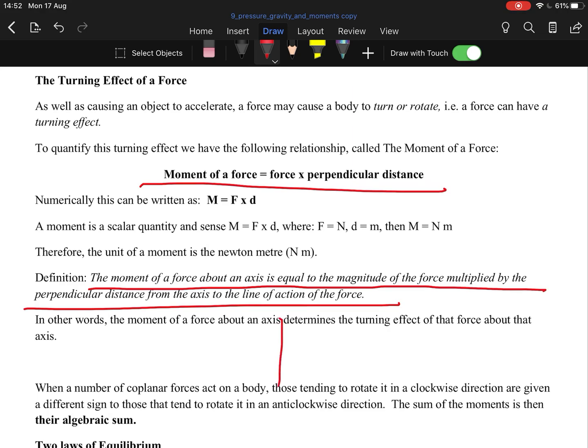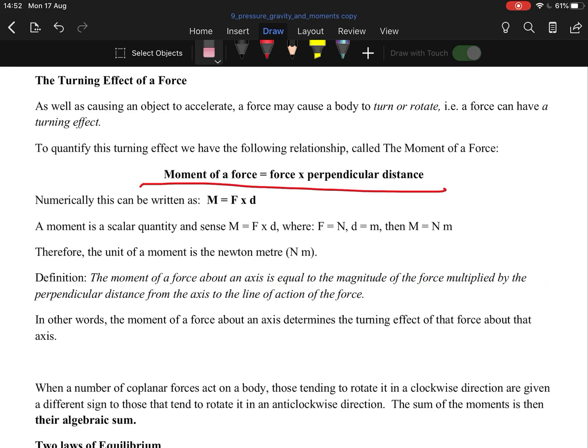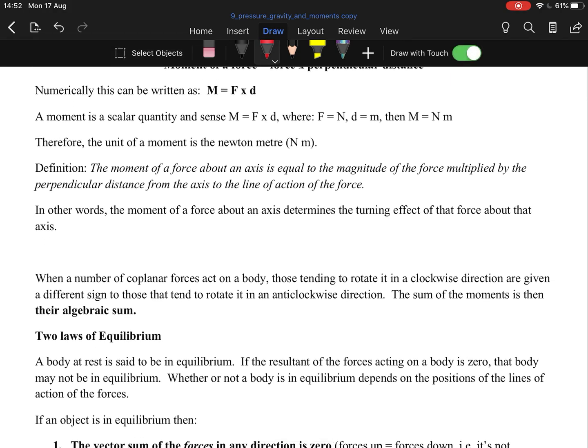So generally what we do here is when we're determining it, you have what's called clockwise and anti-clockwise moments. Okay, down here. So the number of coplanar forces acting on the body that rotate in a clockwise direction are given a different sign to those that rotate anti-clockwise. All right. So basically, you determine if something turns it clockwise or anti-clockwise. I usually give clockwise plus, anti-clockwise minus. That's just my thing. You can do whatever you want.